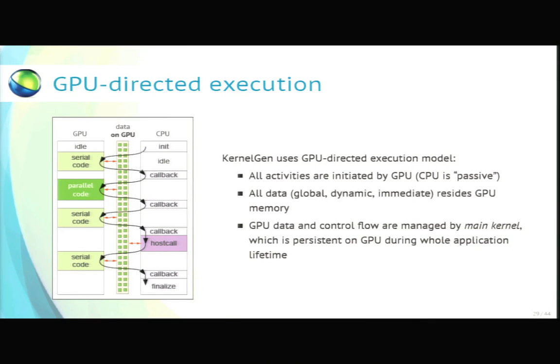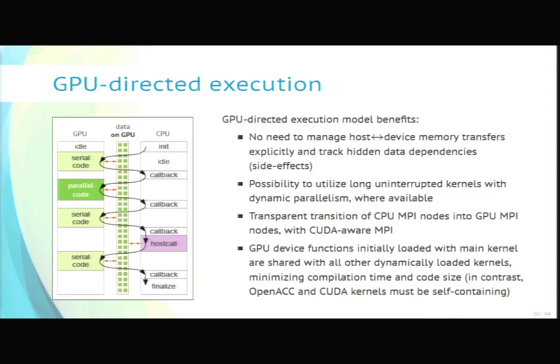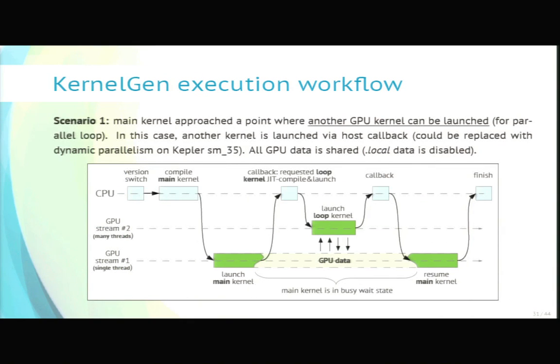If you rotate this chart by 90 degrees, every KernelGen generated binary program in the case of GPU starts with some kind of initialization, then compiles and launches the main kernel. And the main kernel is alive during the whole application lifetime.